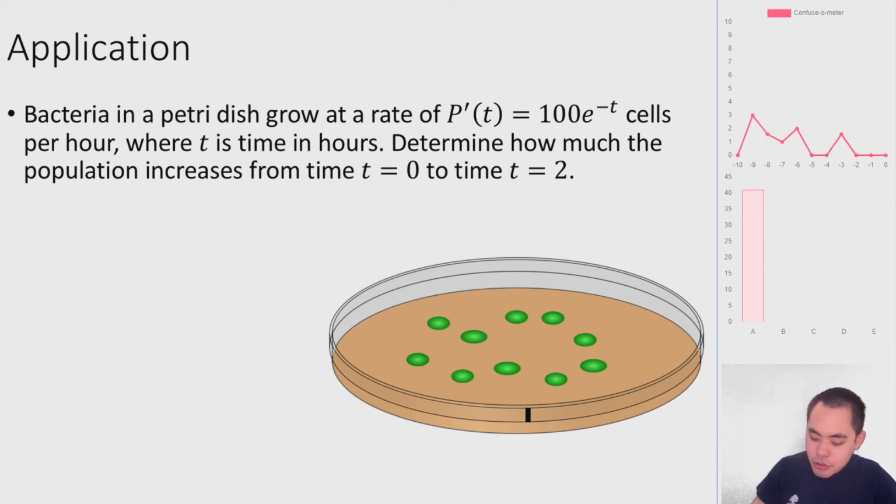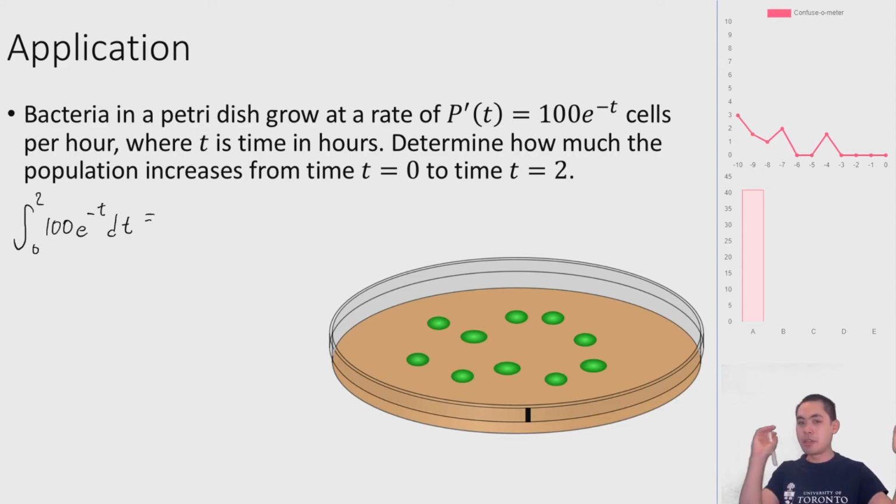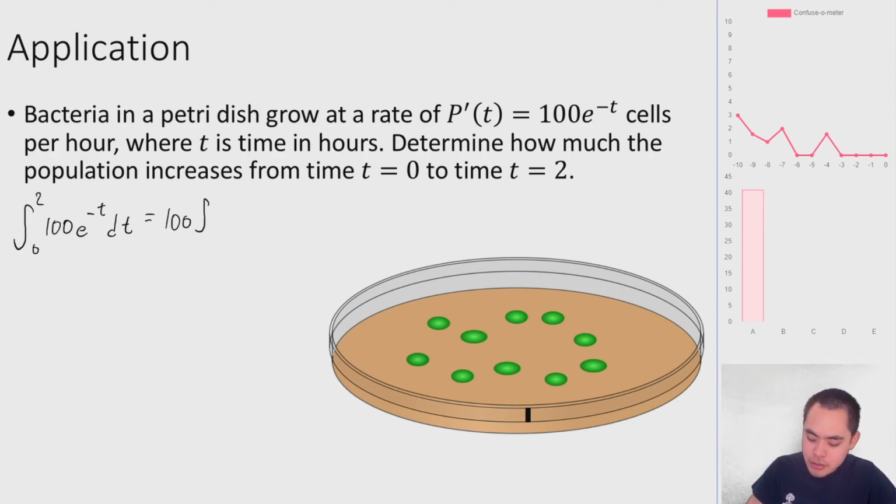Well, all we have to do is take an integral now. So if you take the integral from 0 to 2, because that's time in hours, of 100 e to the minus t dt, that will give us the amount that the population increases between time 0 and time 2. So this is equal to, remember, we can take the 100, since it's a constant, out in front of the integral. That's one of the properties of integrals. So that's 0 to 2 e to the minus t dt.